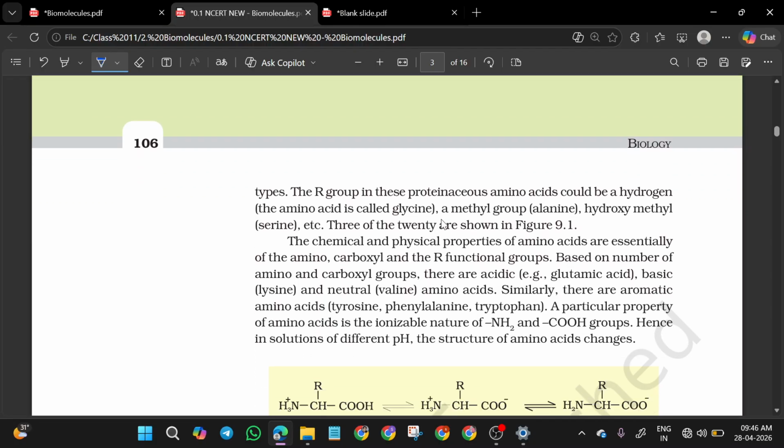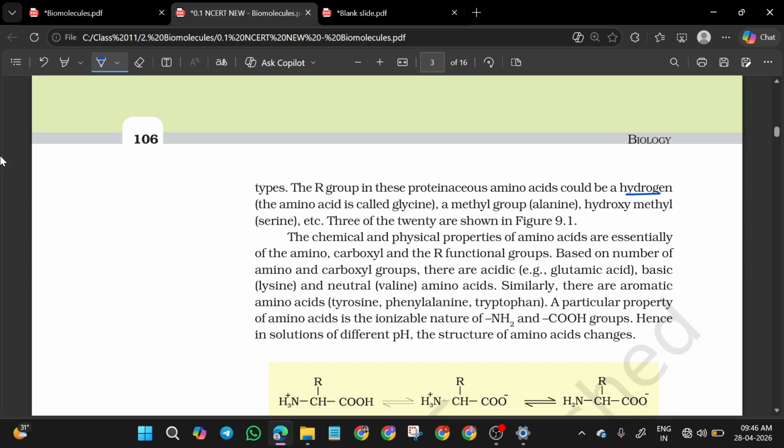So the R group in a proteinaceous amino acid could be hydrogen. Suppose the R group is hydrogen, then here also there is H, here COOH, here NH2. So this structure is glycine. Suppose if R is a methyl group, that is CH3, we have written it there. That is alanine. If it is hydroxymethyl, that is serine. 3 of 20 are shown in figure 9.1.